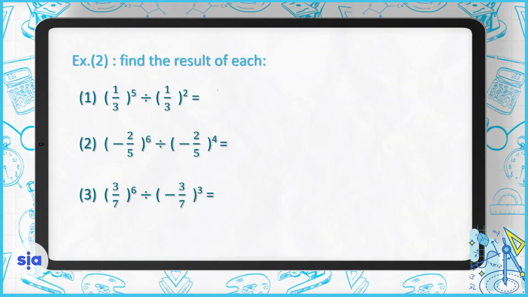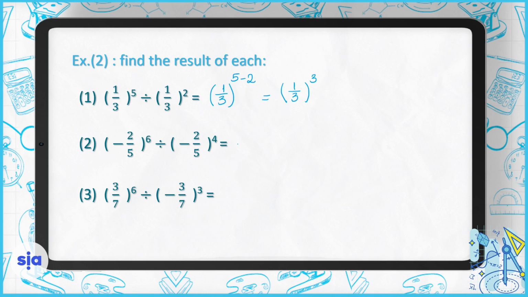In exercise number 2, it's the same idea of exercise number 1, but here we're doing division instead of multiplication. When we do division, we subtract the powers. But don't forget that we must have the same base. Question 1. We have here the same base, then it will be 1 over 3, and then we subtract the powers, 5 minus 2, so the result is 1 over 3 to the power of 3.